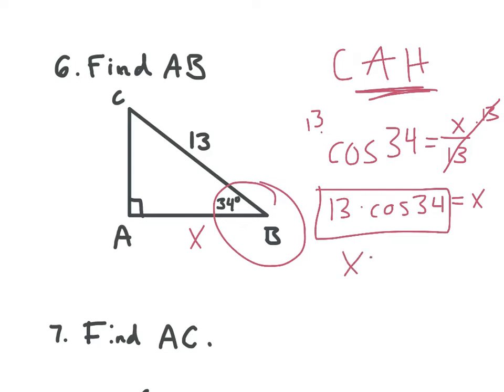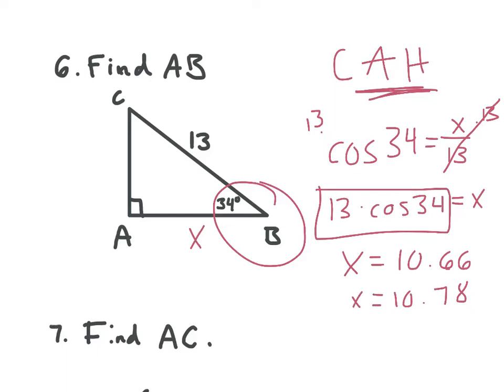So what did you guys get for x? I got 10.66. 10.66. Does everyone agree? I got 10.79. I got 10.78. On the test, can we round it up to 11?